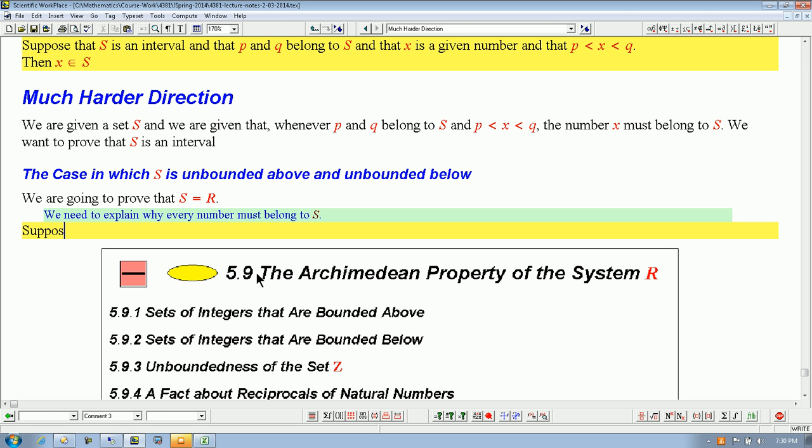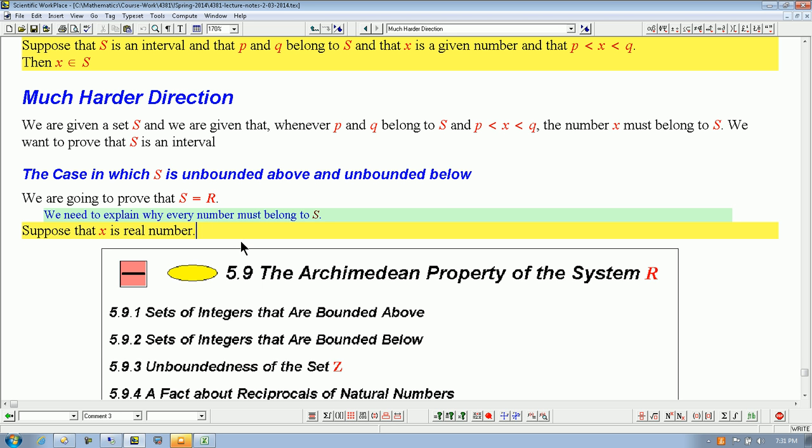You want to prove that every real number belongs to S. Suppose that X is a real number. No, not suppose X is a chocolate. Suppose that X is a real number. Now, what do we know? The set S is unbounded above, right?